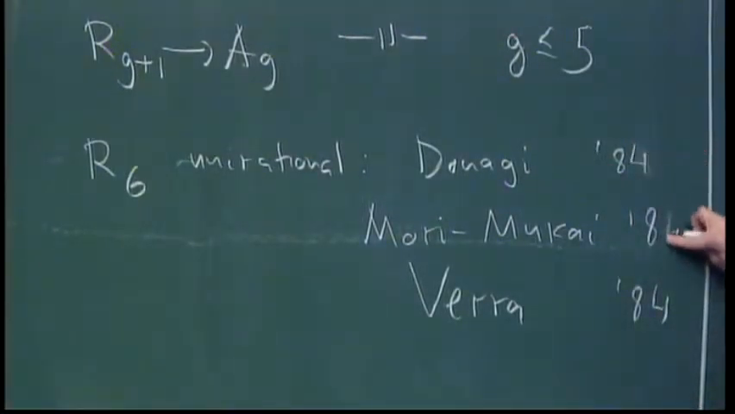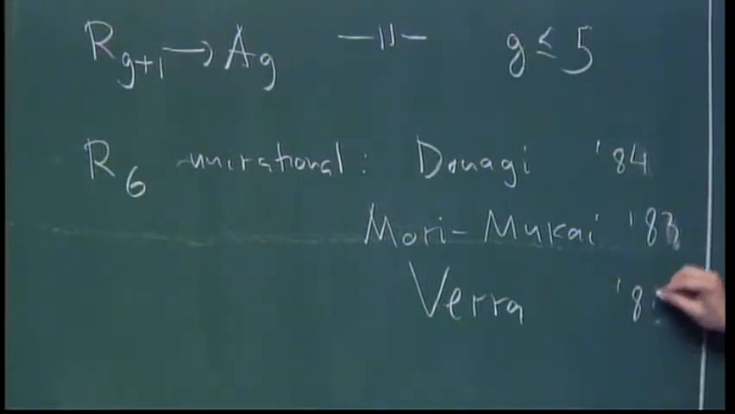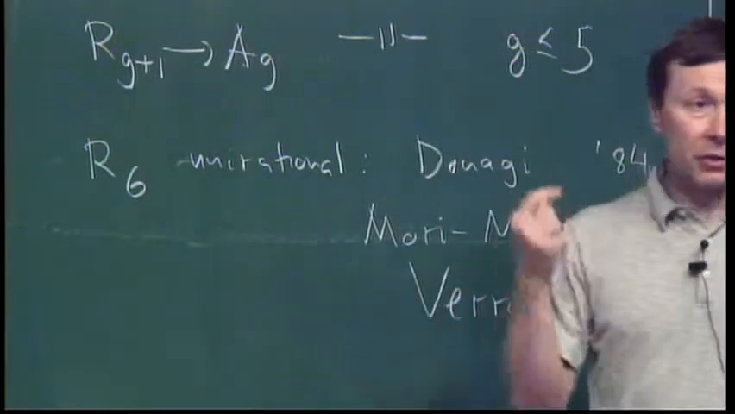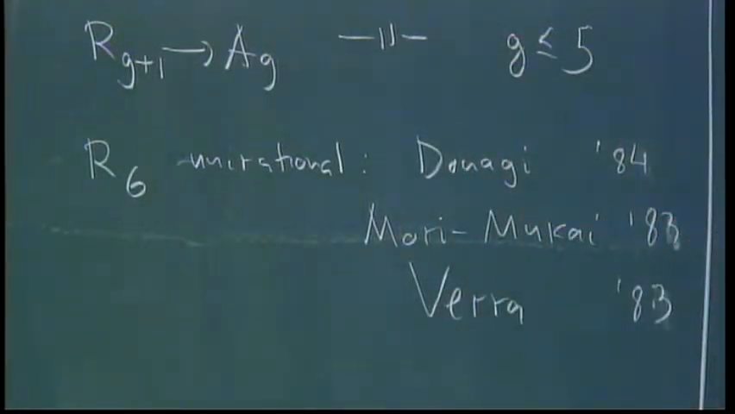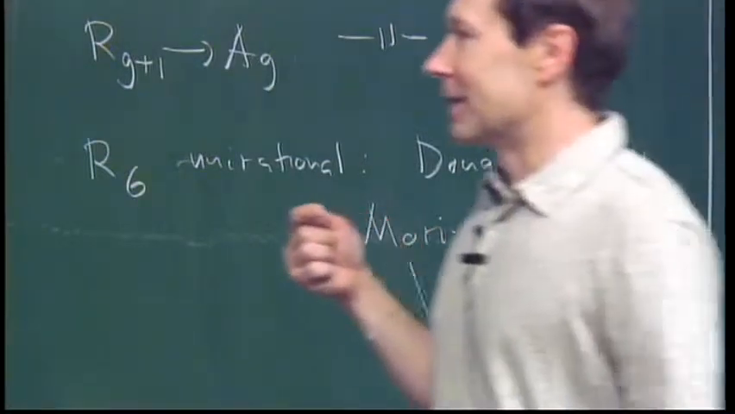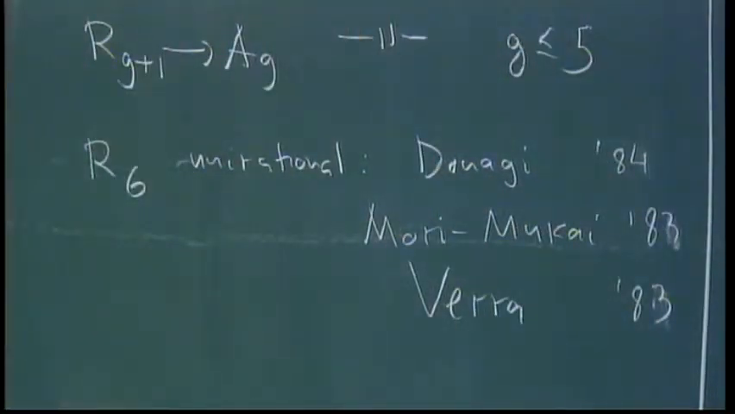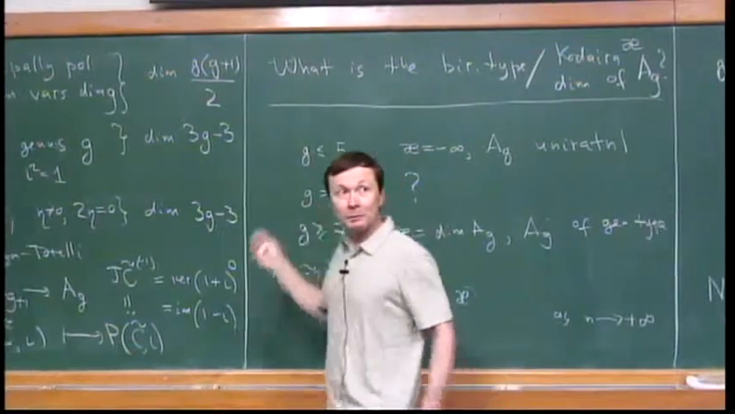The published version is not always the same as when it was proved, but I think Donagi proved it first, but then I think Verra's proof is the easiest to understand and the nicest. And so therefore, A_5 is unirational. And so the question is, what about genus 6?